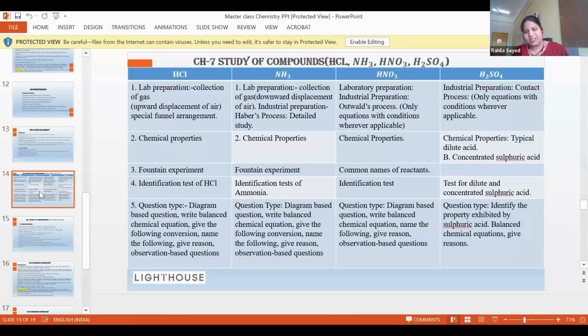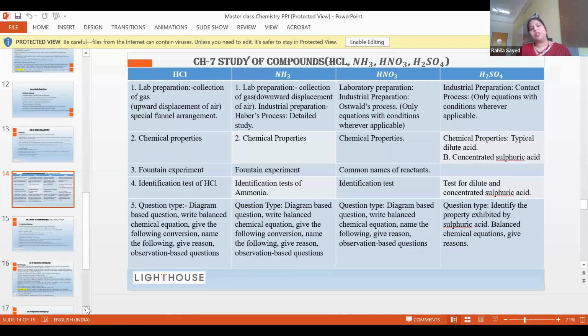Study of compounds. Very, very, very important. No, they don't ask that, but you need to know the percentage of solvent, the percentage in the solvent of cryolite and fluorspar. No, they don't ask that. Then study of compounds. Children, study of compounds, analytical chemistry, practical chemistry, and acids, bases and salts.